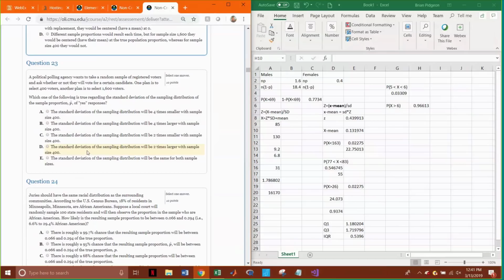How many times larger? Well, if I'm going to go from 400 voters to 1,600 voters, that means I'm quadrupling the sample size. I'm multiplying the original sample size by 4.